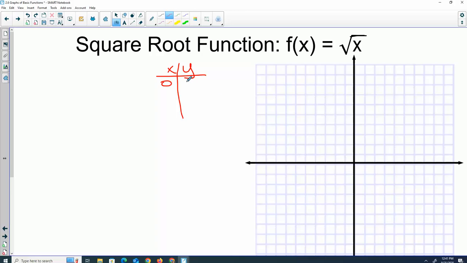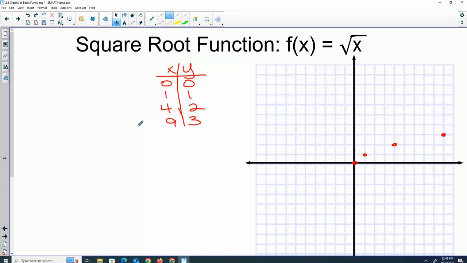If I put in 0, what's the square root of 0? 0. If I put in 1, what's the square root of 1? 1. Is 2 going to be a nice number to put in? No. What would be a nice number? 4. What's the square root of 4? Right? What's another nice number? 9. Square root of 9? Okay. We didn't do any negatives.